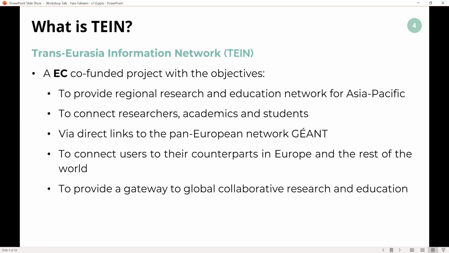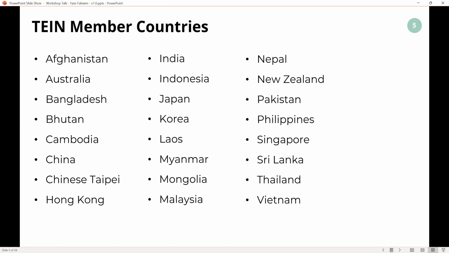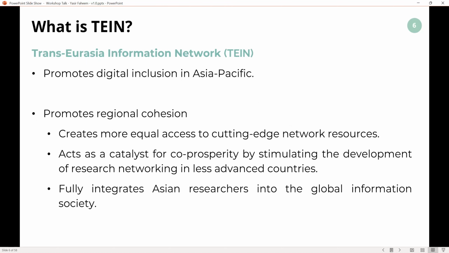The countries that are members of TEIN are these, we are one of them, and our partner countries in this project are Bangladesh, Sri Lanka, and Malaysia. So what is the objective of forming the TEIN body? It promotes digital inclusion in the Asia Pacific region, mostly in the developing countries. And it promotes regional cohesion.